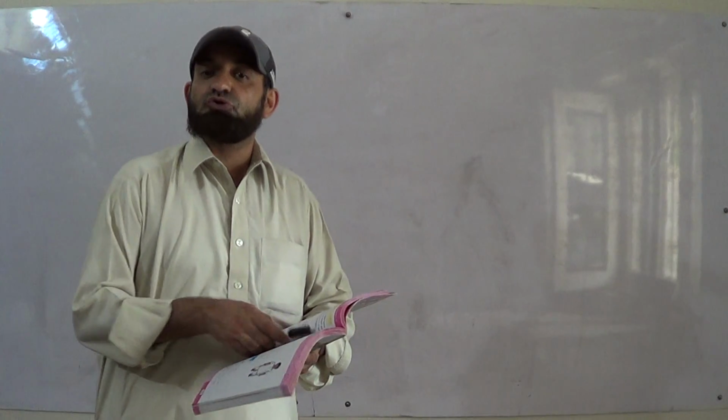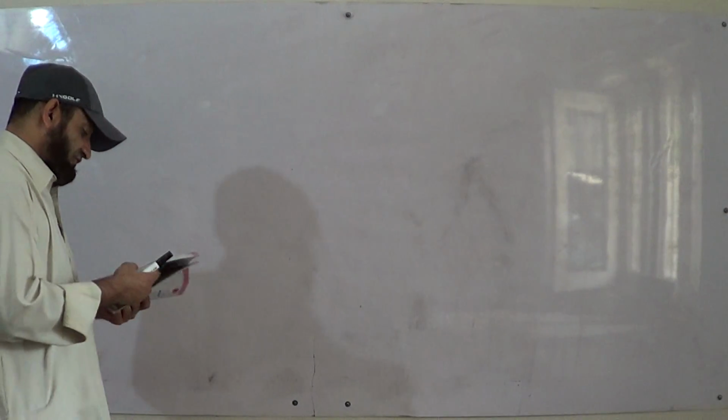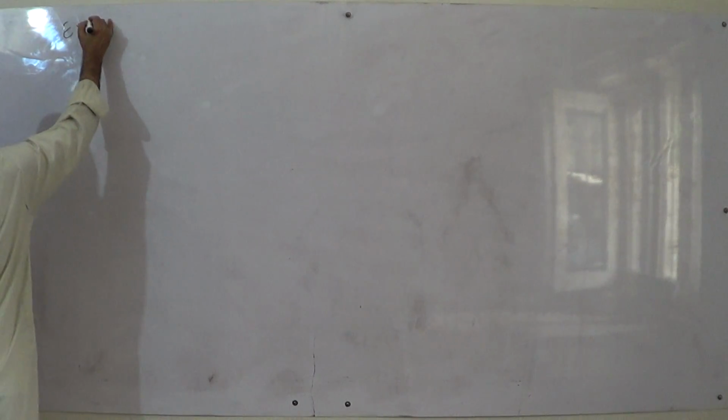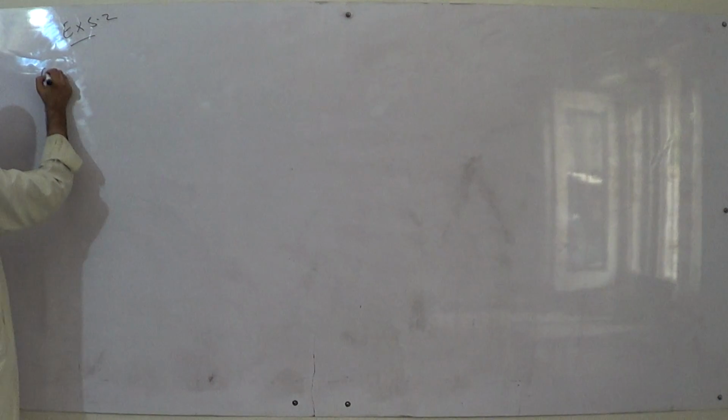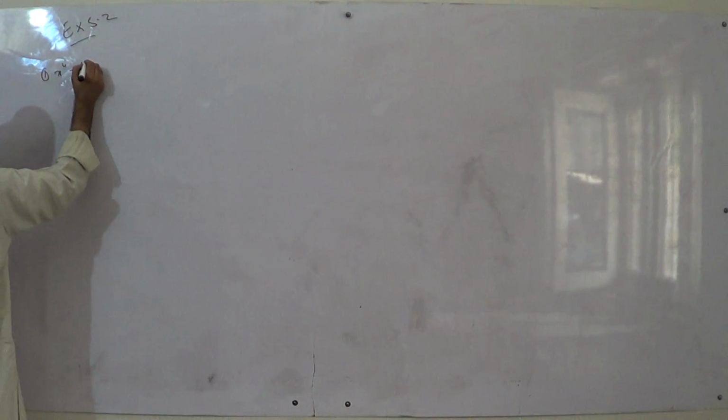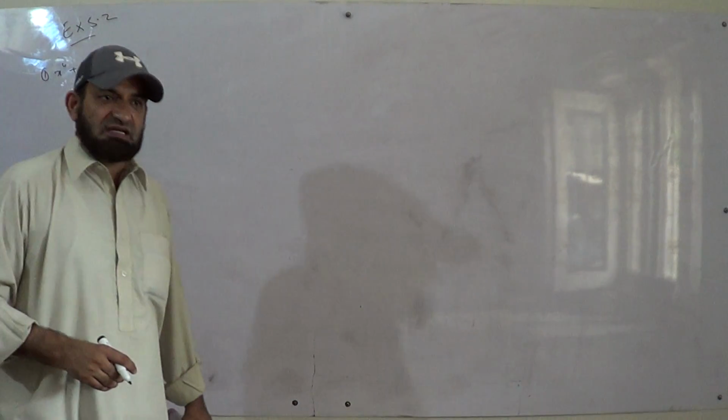Exercises 5.2. Now the 5.2 exercises. The first question, x^4 + 64. Two terms or three terms are given in this exercise.